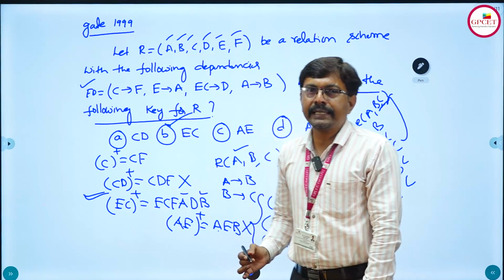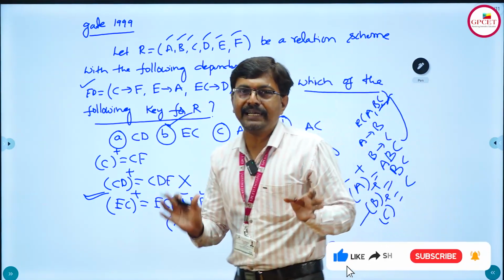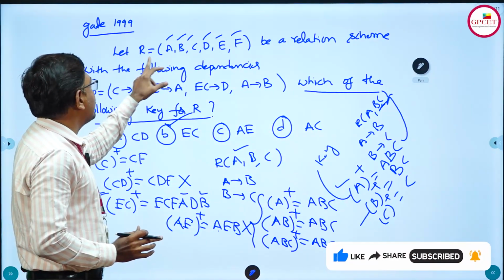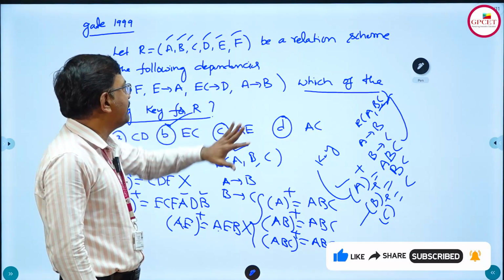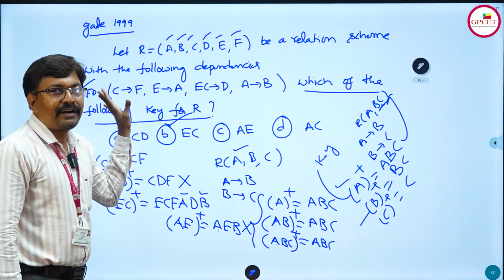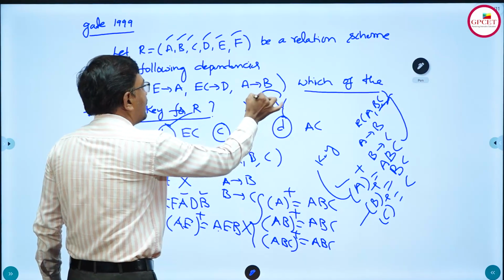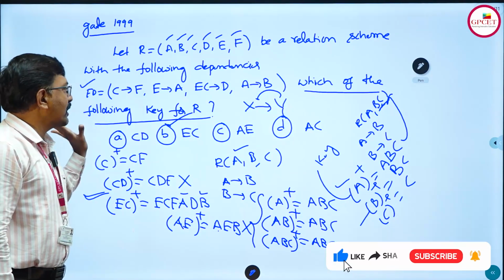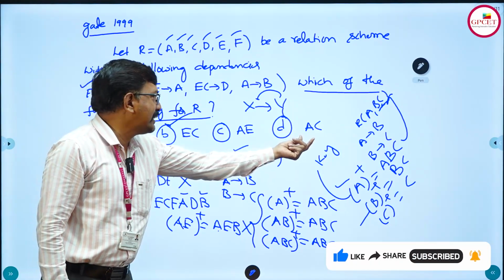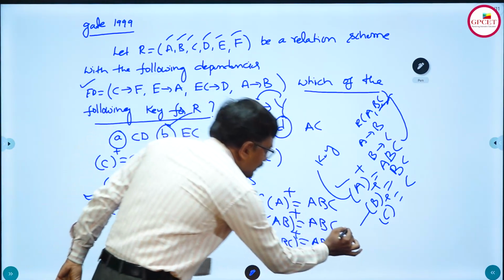That is based on the technique. What is the technique? A simple technique, closure. We know closure, so we can easily identify the keys based on the closure technique. Is it clear? Let R(A, B, C, D, E, F) be a relation scheme with the following dependencies. These are the functional dependencies. What is a functional dependency? X tends to Y, Y depends on X. Clear? What is the key for R? How can we find the key? Based on the closure. In reverse engineering, we apply AC closure, AE closure, EC closure, CD closure. The last one, AC closure, is also there.